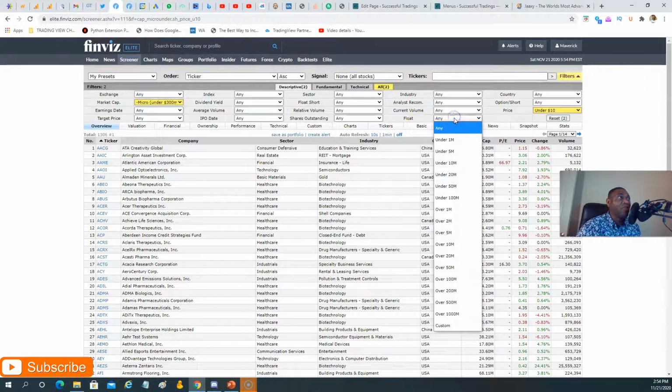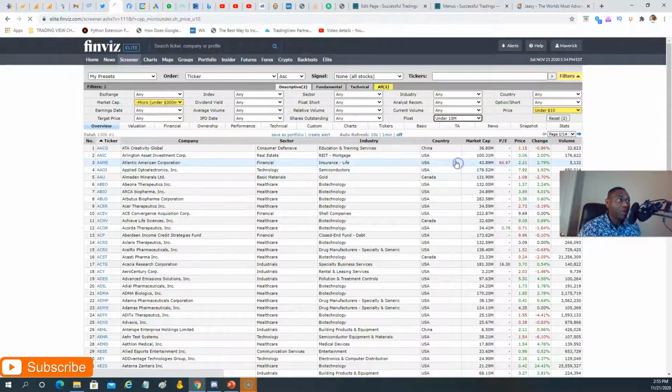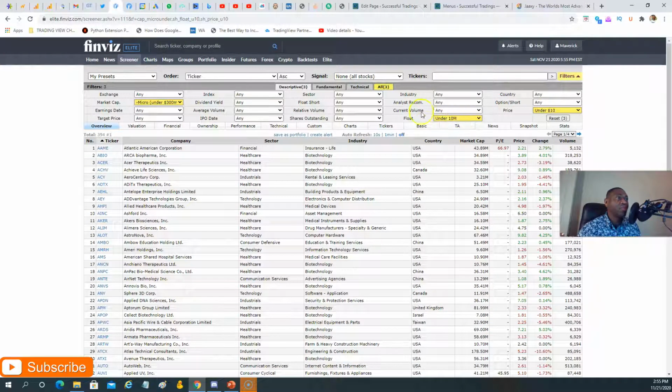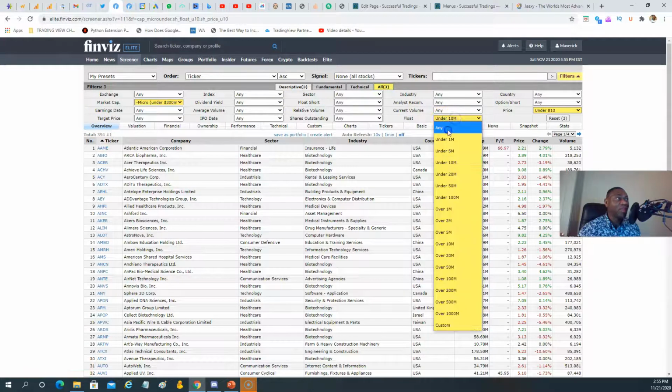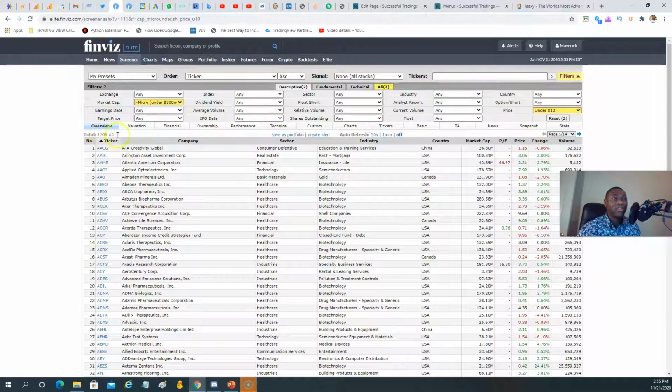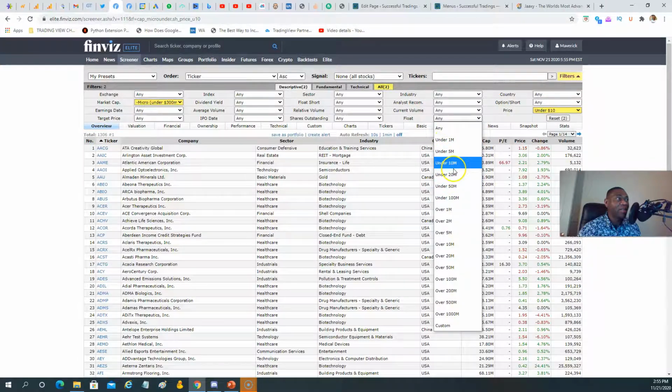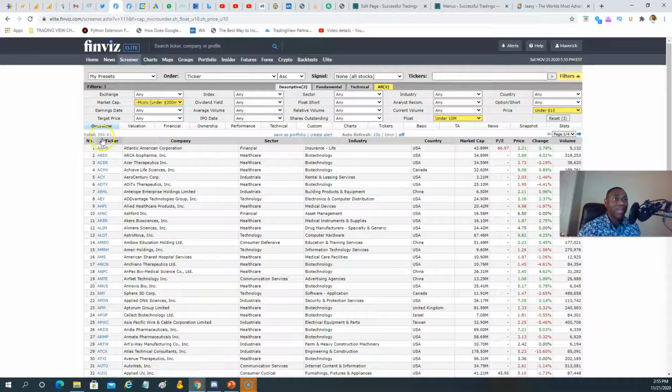So for the float, what are we going to say? Let me look at my criteria on here. I put under 10 million shares. All right. Once we do that, and for those who have been with us, notice how this number is reducing. Let's say before I did that, it was 1300. Now I went ahead and selected under 10 million. That's what you want, because you want to be picking from those, and you can always adjust it as you see opportunity.